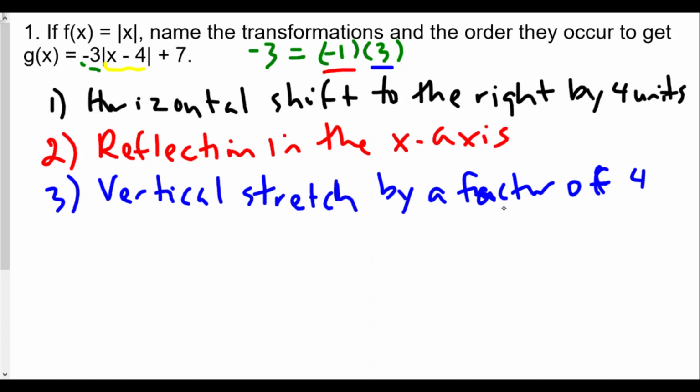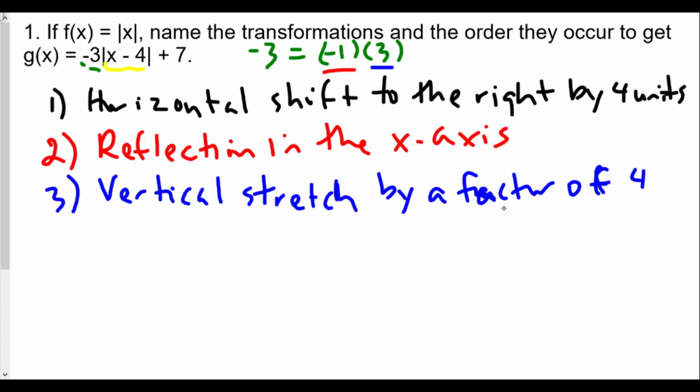All right, so the key thing in this case is that when we have a number whose absolute value is greater than one, really 3 is greater than 1, it's a vertical stretch. If the number multiplying the function has an absolute value between 0 and 1, it's a vertical compression. Okay, vertical compression by that factor. So keep that in mind.